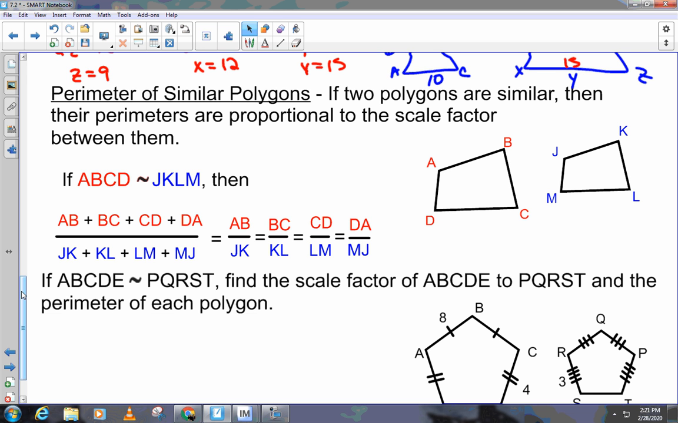So basically what that means is that if these are similar, the perimeter of one is to the perimeter of the other as one side is to the other. So the perimeter of the red is to the perimeter of the blue as this side is to this side. So perimeter to perimeter, side to side. You can set up a proportion like that. All right. So let's do one.